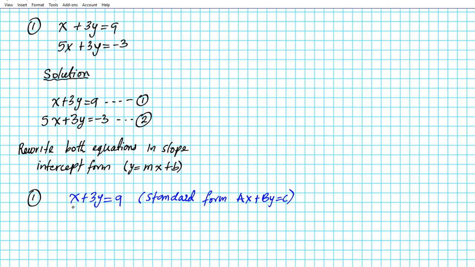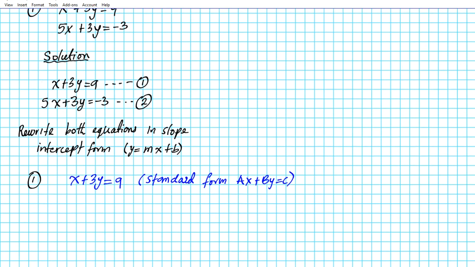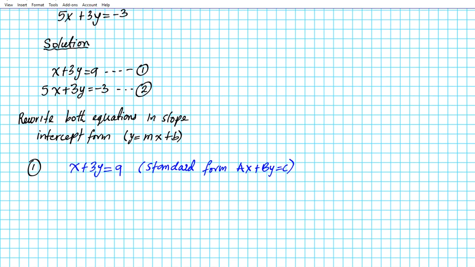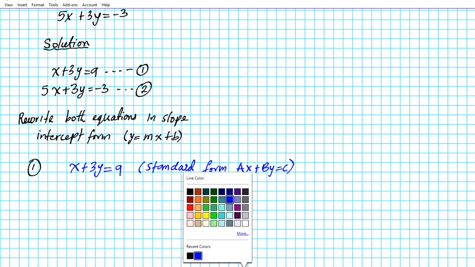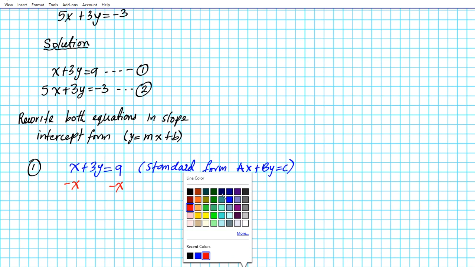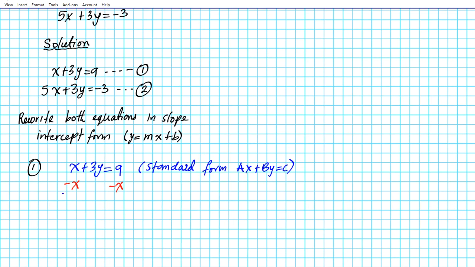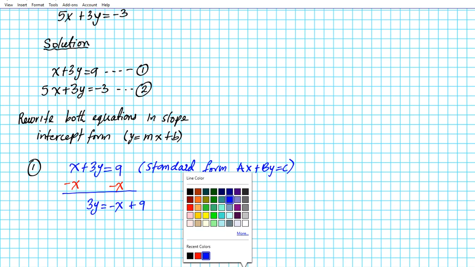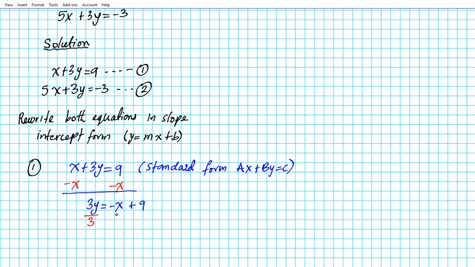To accomplish that, we're going to subtract x from both sides and then divide by 3. Okay? Let's go ahead and do that. Subtract x from both sides of the equation. And that yields 3y equals negative x plus 9. And then divide both sides of the equation by 3 in order to isolate y.